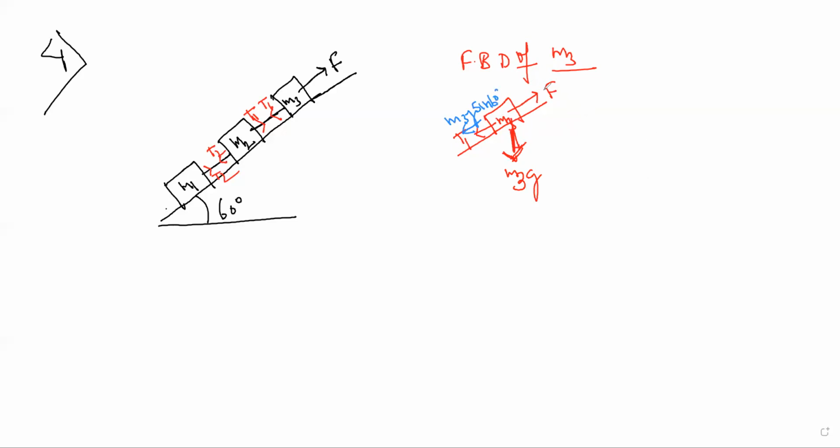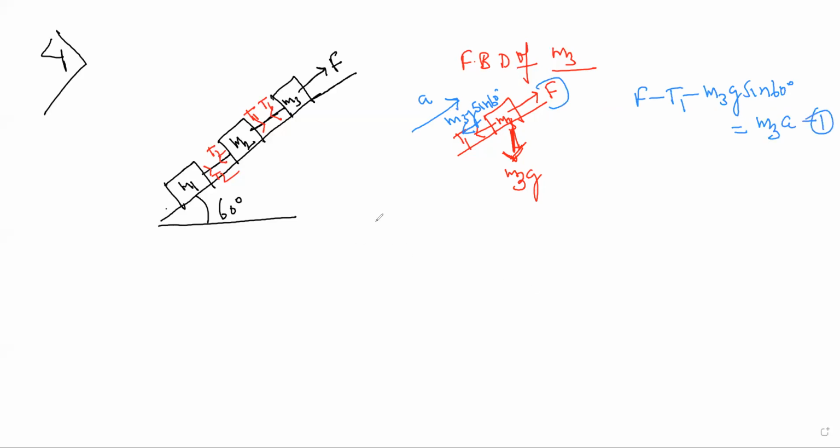One force F is acting up the inclined plane, and two forces, T1 and M3g sin 60 degrees, are acting on M3 down the inclined plane. We have assumed that it is accelerating upwards. So what equation will go? F minus T1 minus M3g sin 60 degrees is equal to M3 times a.